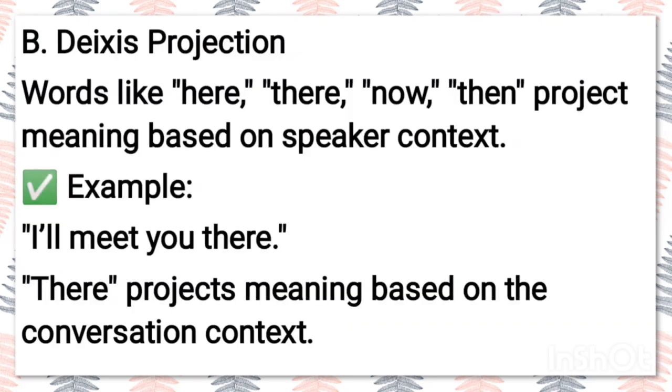Deixis projections. Deictic words like here, there, now, then change meaning depending on the speaker context. For example, I will meet you there. There could mean a cafe, a school, or any place based on the conversation context.